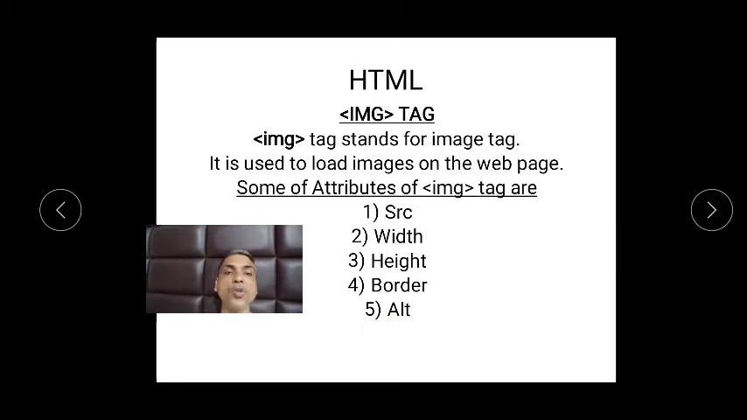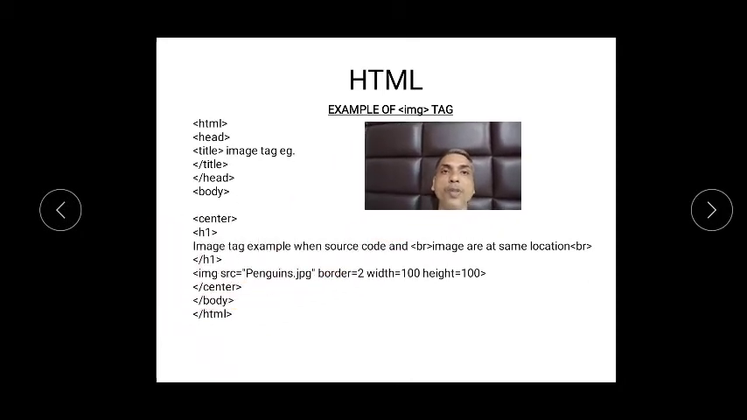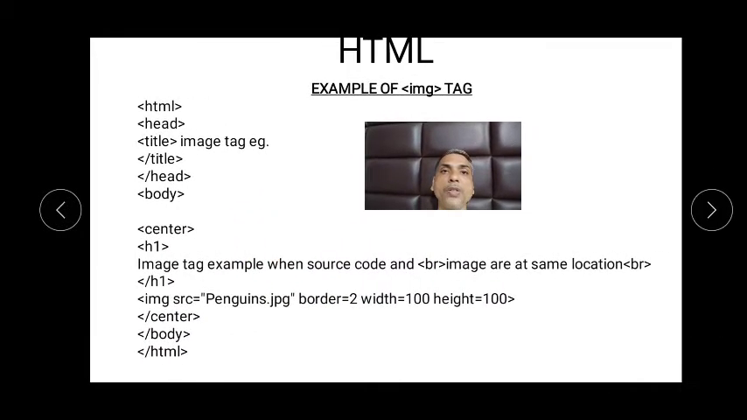ALT is also known as alternate text. If for some reason you can't see the image, then whatever is written in the ALT attribute will be shown to you, and you will come to know that there has to be one image. Okay, now let's take an example. Now when you look at the example here, you can see an image centered.